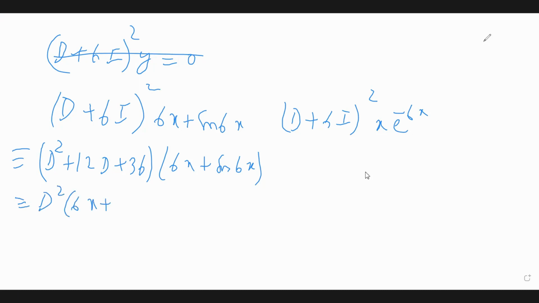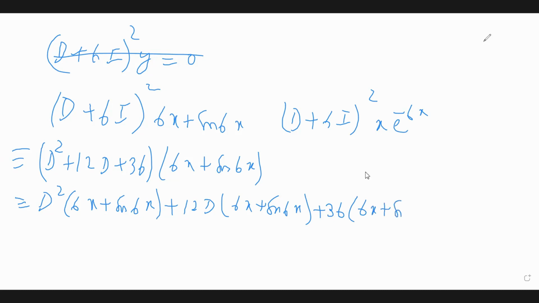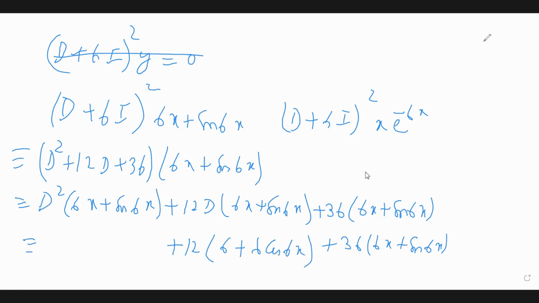D squared of 6x plus sin 6x, plus 12D of 6x plus sin 6x, plus 36 of 6x plus sin 6x. Differentiating once gives 6 plus 6 cos 6x. Differentiating twice gives minus 36 sin 6x. Understood? Yes, sir.